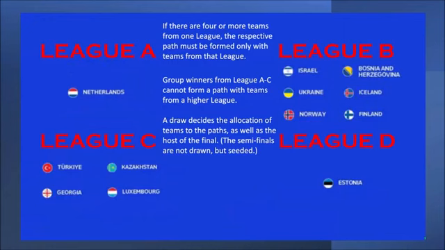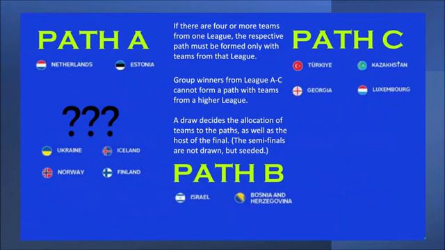So now you see some of, or all of the important rules for forming the paths. The first one is that if there are at least 4 teams from one league, A to C, because League D doesn't have their own playoff path, the respective path must be formed with only teams from that league, which means we have the League C path already made because it's exactly 4 teams from League C. So we can have this already.